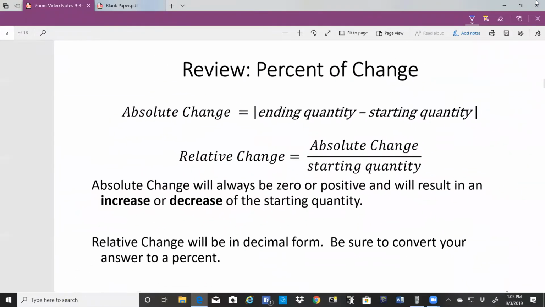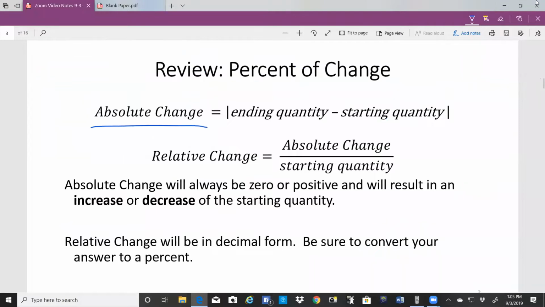Percent change. You calculate the absolute change as the ending quantity minus the starting quantity. The relative change is the absolute change over the starting quantity. That's a decimal, and you need to convert to percent. The absolute change will always either be 0 or positive, but it'll end up being an increase or a decrease depending on whether it goes up or down. Always convert your answer to percent.